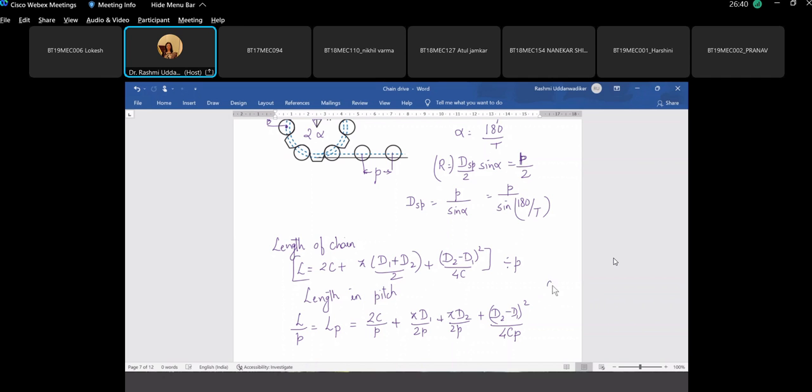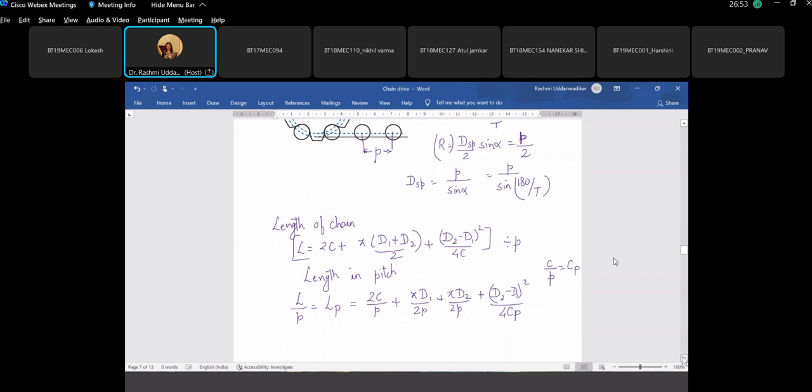Like L by P we are mentioning as LP, which is the length in terms of pitches. Similarly, C by P is center distance in millimeter upon pitch in millimeter, and we are calling this center distance in terms of pitches. So center distance will never be assumed as d1 plus d2, we will assume 30p, 40p or 50p. So the range of center distance in the design data book is 30 to 50p. We'll by default go with 40p and then we'll recalculate whether this is correct. So rewriting the expression, LP is equal to 2 times CP. CP is center distance measured in terms of pitches.